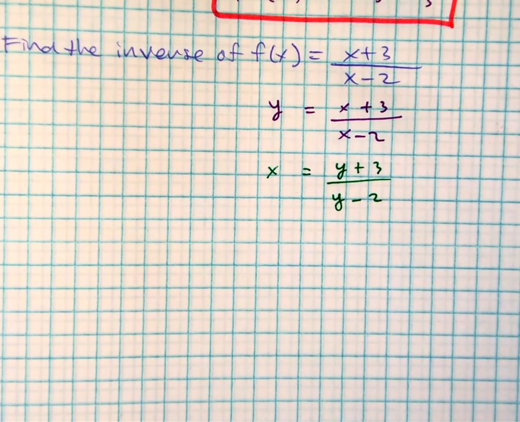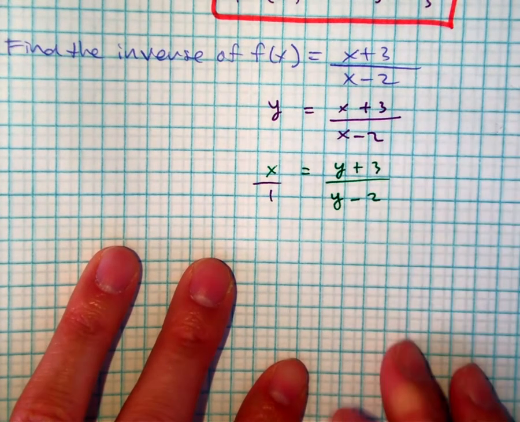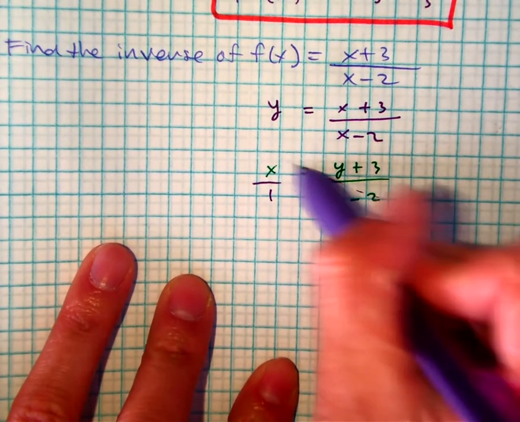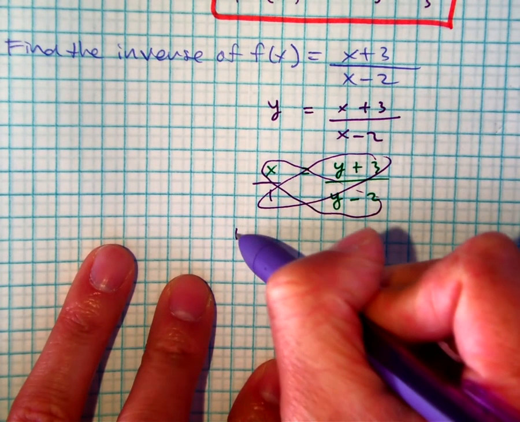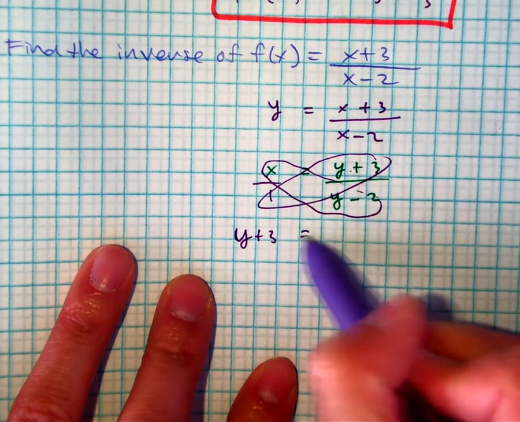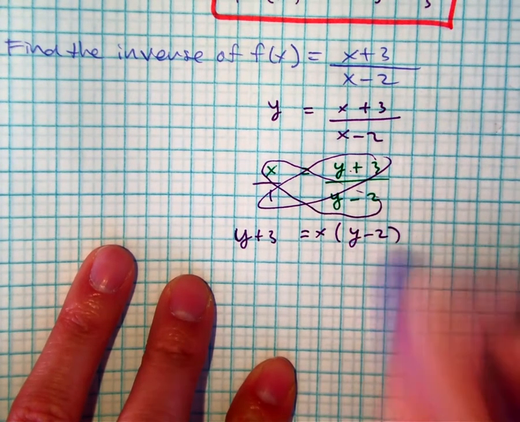Alright, I need to get the y's together. In this problem, I'm going to cross-multiply. In this case, cross-multiplying is basically the same thing as multiplying both sides by y minus 2. So I have y plus 3. 1 times anything is anything. Here I have x times y minus 2.